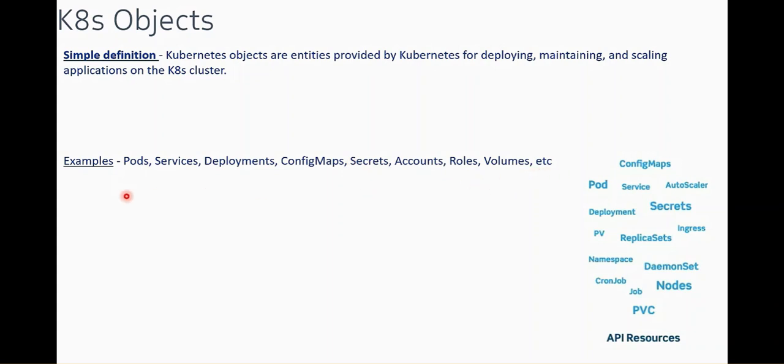So an application will contain definitely some pods, and along with the pods, it may contain a service, it may contain a config map, it may contain a volume, some secrets, or depending on the requirement of the application, any object it may contain, right? So all these things are objects for Kubernetes.